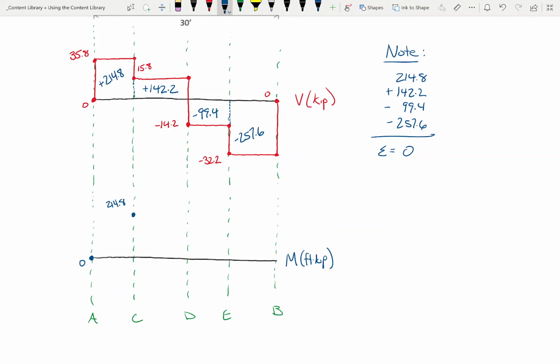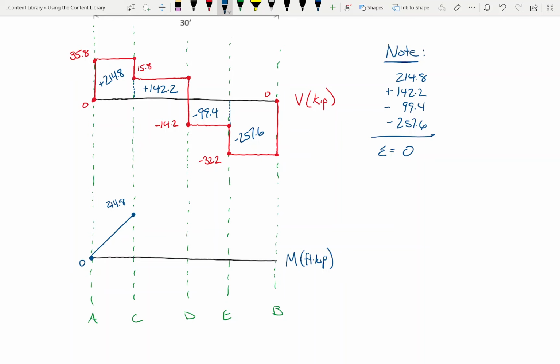Now, I propose that the path from here to here is a line. It is linear, okay? It is linear because the shear is constant. And if you integrate a constant, you get a linear function, right? Isn't that what we said? So the moment is linear. Okay?